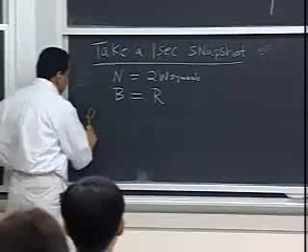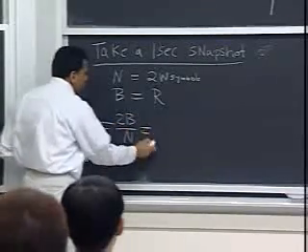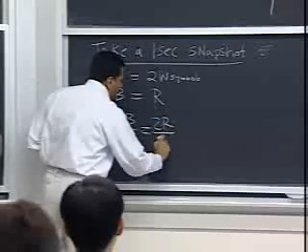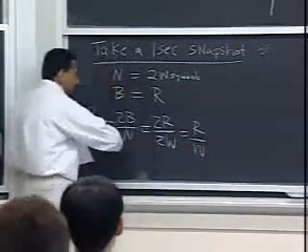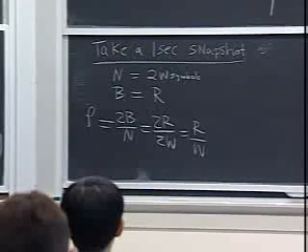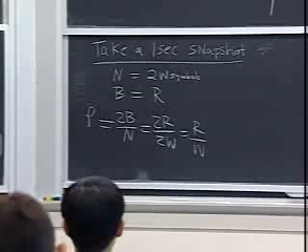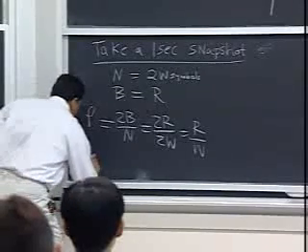So now my definition of rho, which I defined to be 2B over N, is the same as 2R over 2W, which is R over W. So the definitions in continuous time and discrete time are equivalent. Okay?